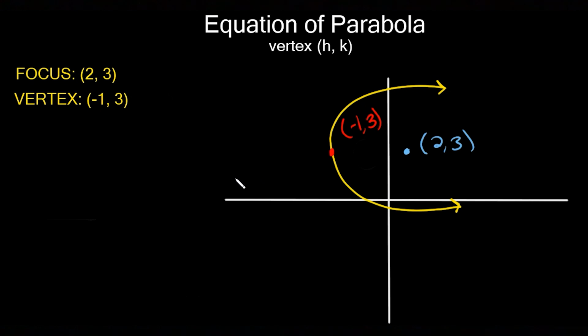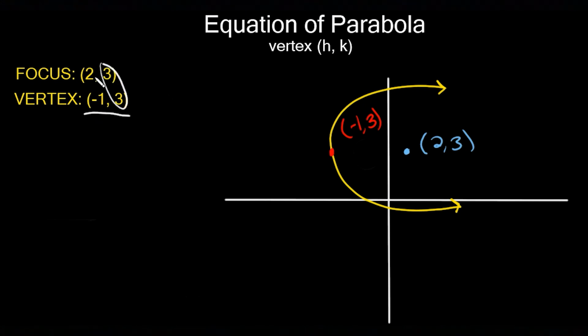So you can see that they give us a focus of (2, 3). They give us a vertex of (-1, 3). And again, the parabola is already being graphed for us. And we know that it's going to be opening horizontally. And it's going to be opening horizontally to the right. Now, how do we know it's going to be horizontal? And how do we know that it's going to be opening to the right? Well, this gives it away right here. Look at your vertex and look at your focus. Your vertex is clearly occurring behind your focus, right?